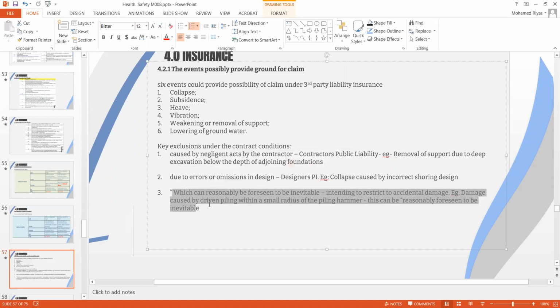Second, in nature, is damage due to error or omission in design. Usually, if the design is defective, this will not be covered in third party liability. This is supposed to be covered by the designer's professional indemnity insurance.